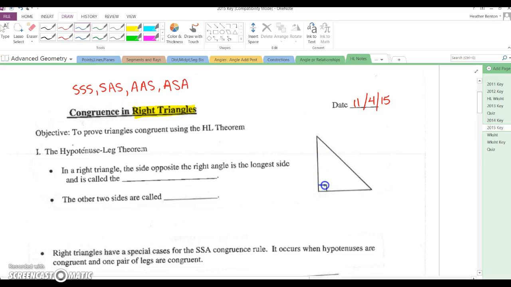We remember that all right triangles have to have a right angle, one 90-degree angle, and across from that angle, the longest side of the triangle is called the hypotenuse. So the side opposite the right angle is called the hypotenuse. And the other two sides of a right triangle, just like in an isosceles triangle, are called the legs. So that's some information you need to know in order for this postulate to work.